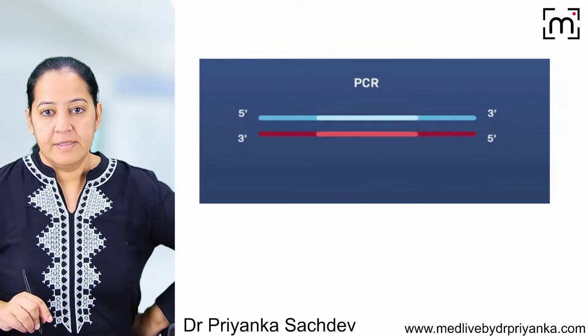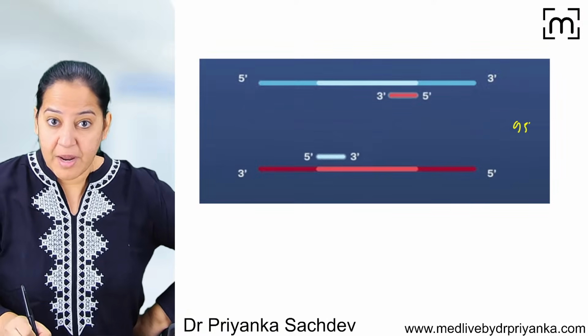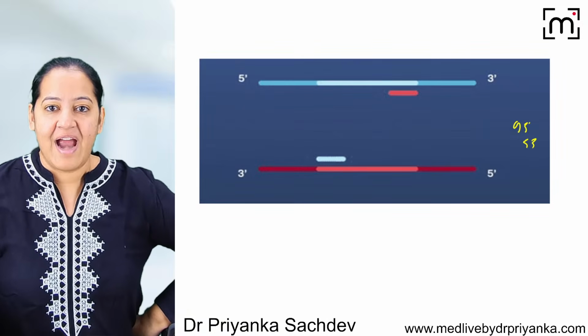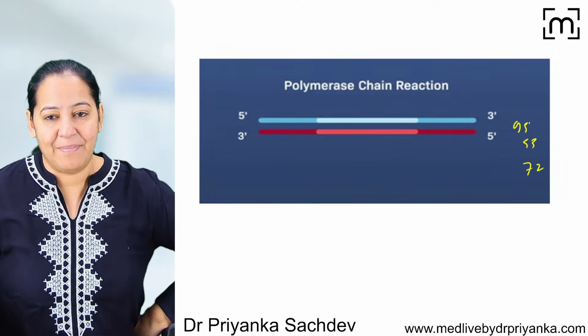See, this is denaturation. The 2 strands are separated. This happens at 95. This is annealing. Can you see the primers are coming? This is happening at 55. And this is extension. Can you see this is happening at 72?